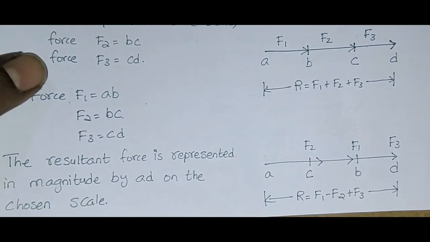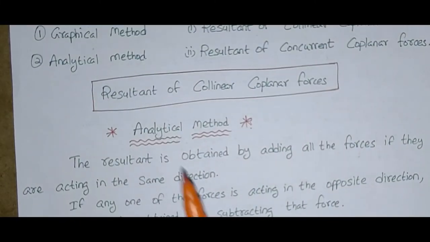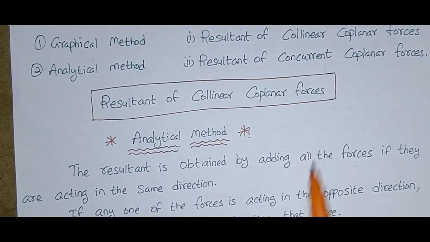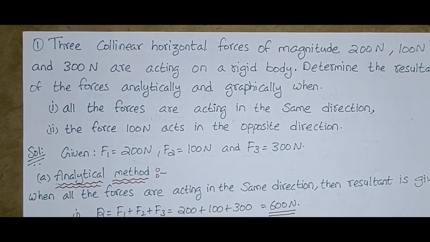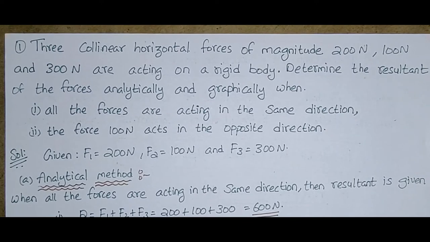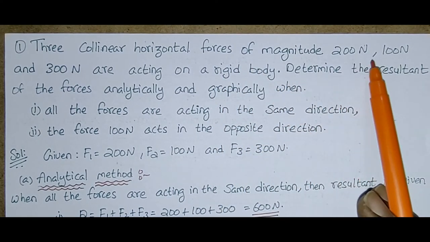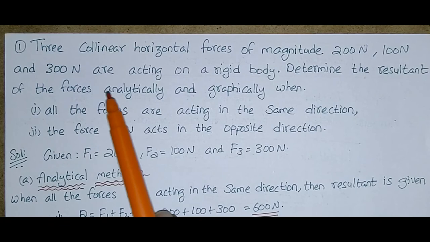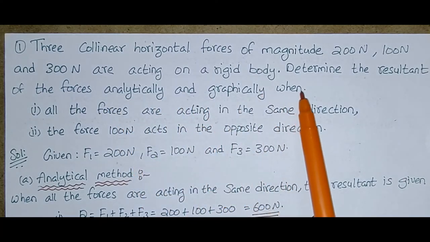So that is the analytical method and graphical method, which we understood under the resultant of collinear coplanar forces. Now we'll see one problem, so that if you get a question regarding this, you can solve it very easily. Three collinear horizontal forces of magnitude 200 newtons, 100 newtons and 300 newtons are acting on a rigid body.